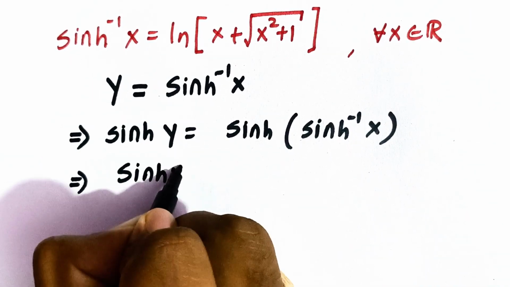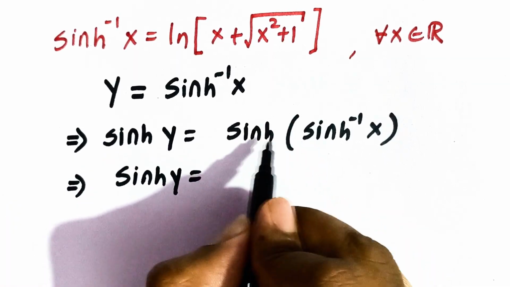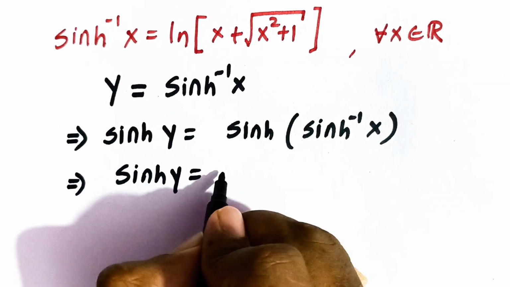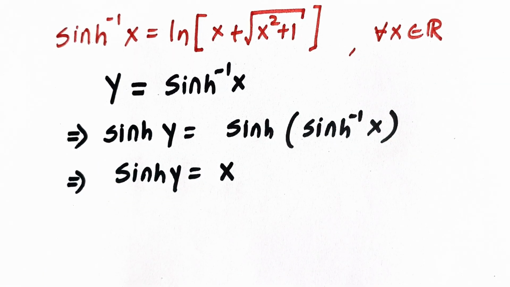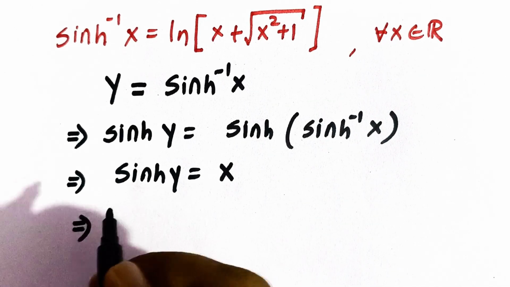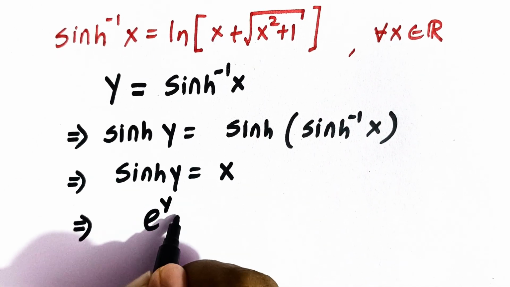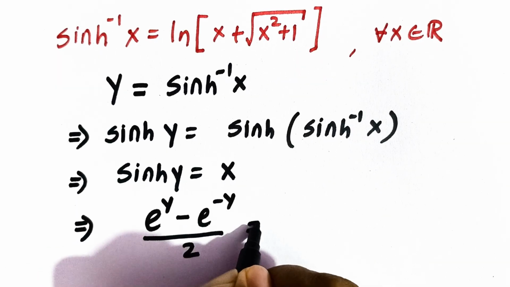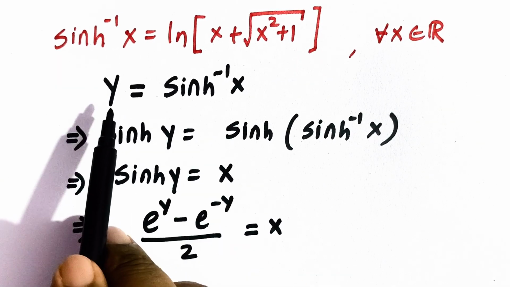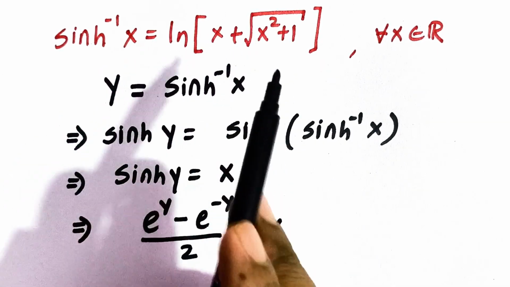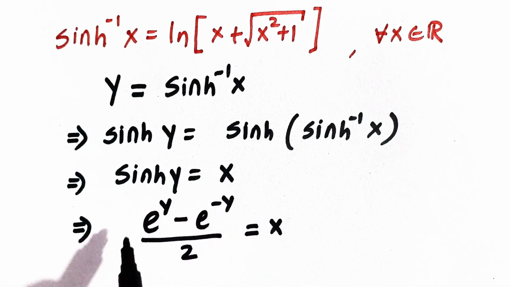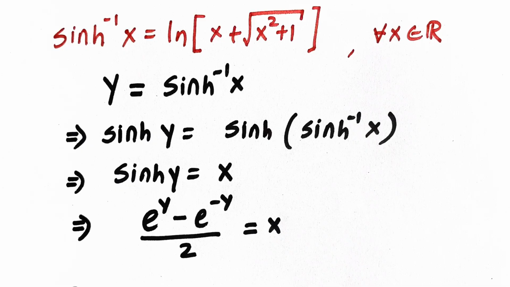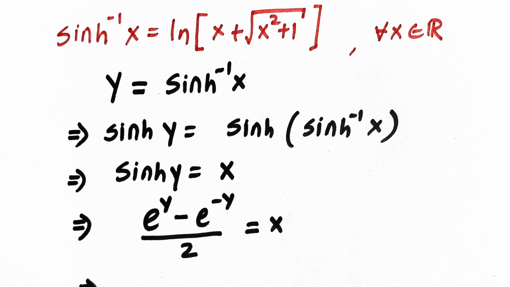So sinh y is, these are two inverse operations of each other, so they cancel. So we are left with x. What is sinh y? By definition, it is (e^y − e^(−y))/2 equals x. See, we want to find y equals this one. So from this equation, we will solve for y. You can guess also this will be converted to a quadratic equation.